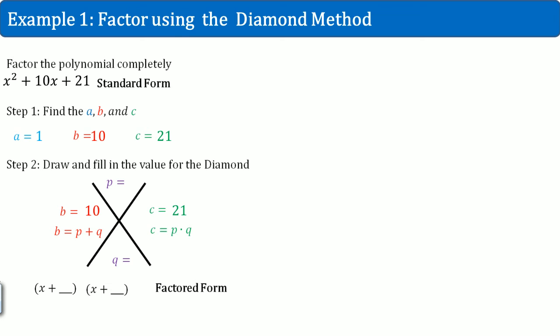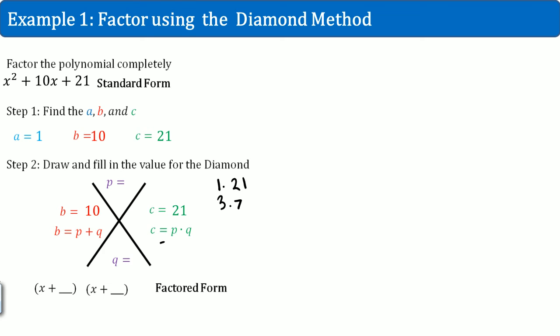Now we look at the different multiples that make up 21. We can do 1 times 21. We can do 2? Nope, 2 doesn't work. We can do 3 times 7. Now we want to pick those two numbers.